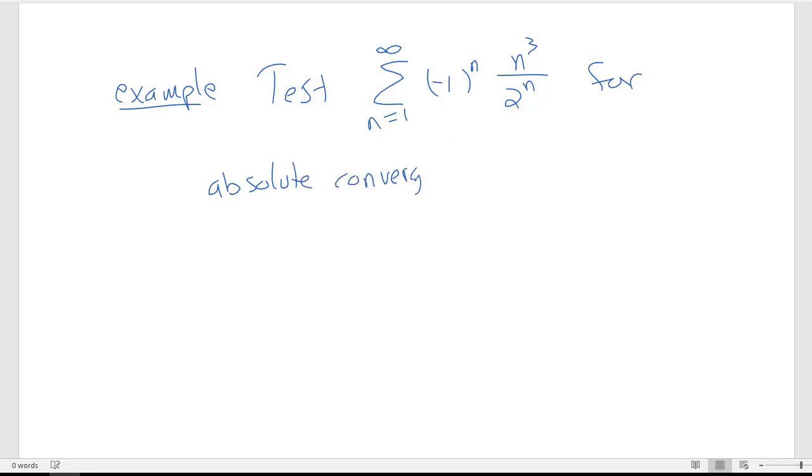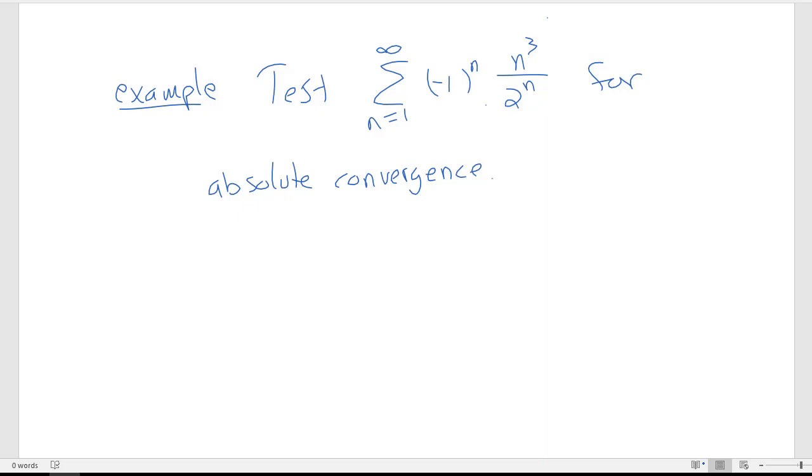I just want to point out to you here that if I take the absolute value of these terms, like we did in the very beginning, what we end up with is n cubed over 2 to the n. And that is not a known p-series, that's not a known geometric series. So we're going to use the ratio test here.